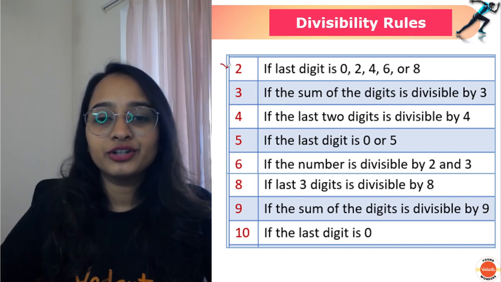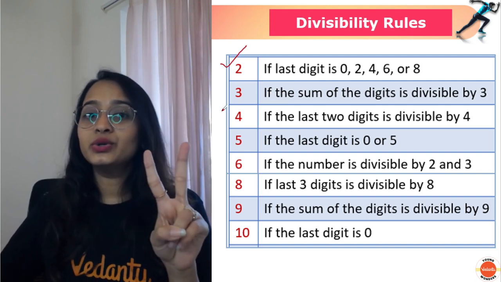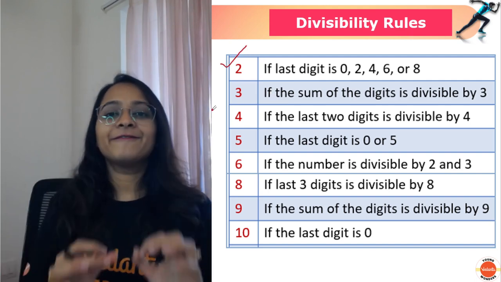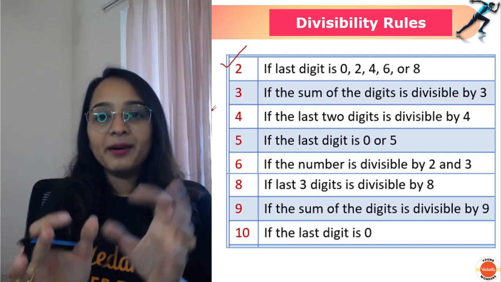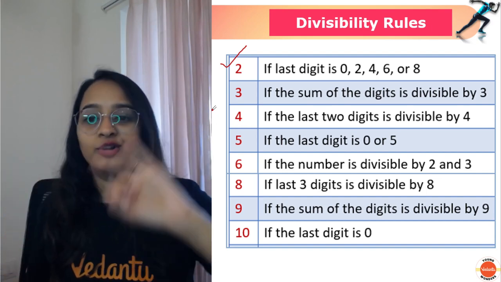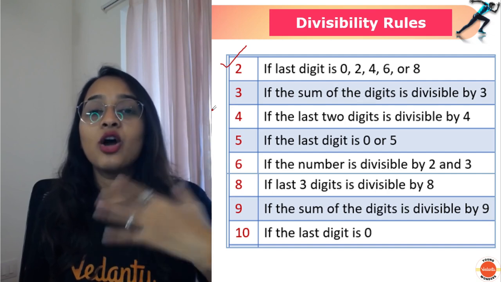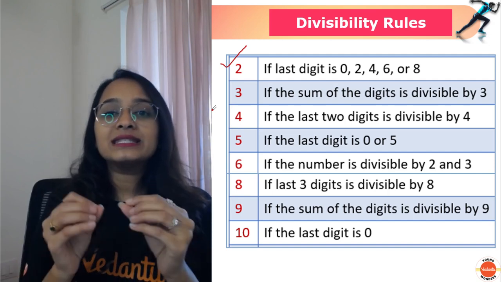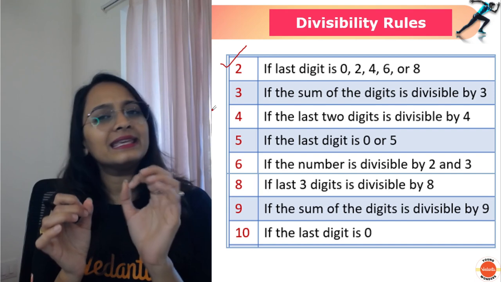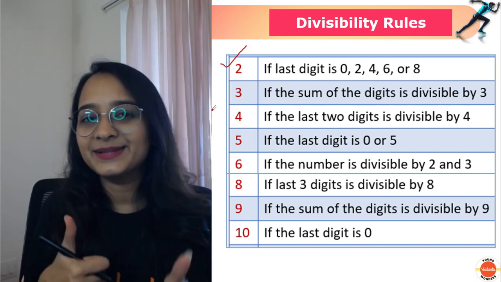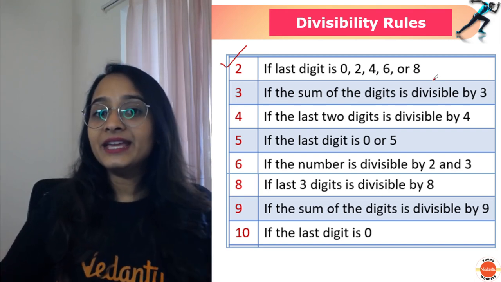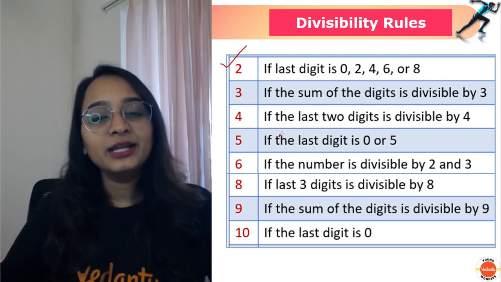The first one we're going to talk about is the number 2, right? Now, if a number is an even number ending with 0, 2, 4, 6 or 8, you just have to be blindly saying, yes, that number is divisible by 2. So, every even number is divisible by 2.